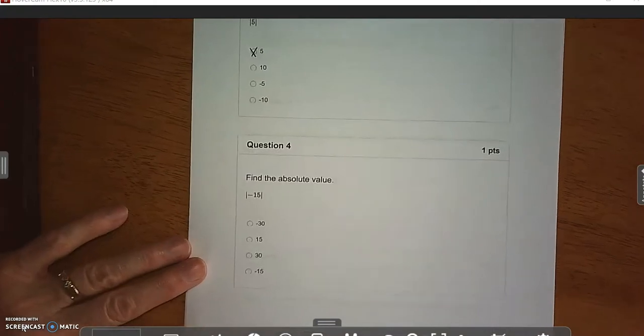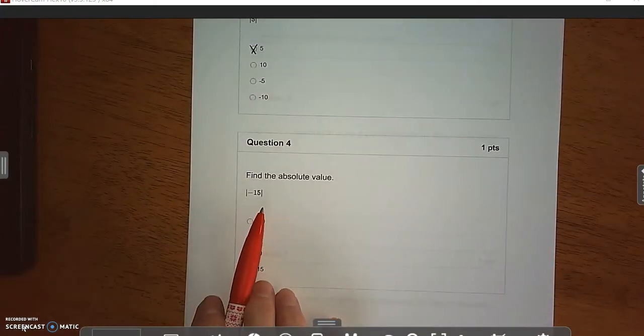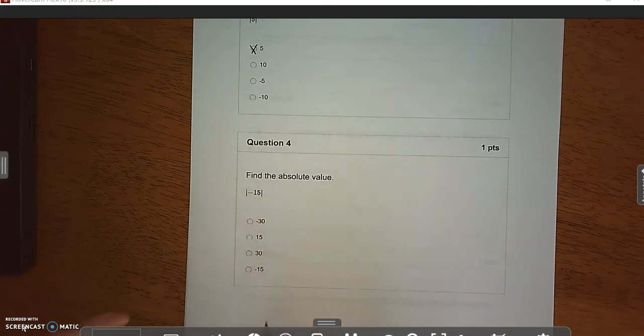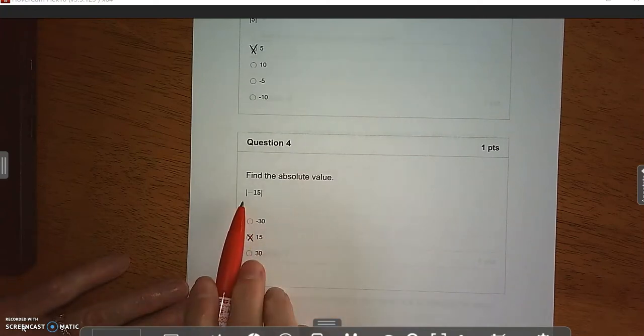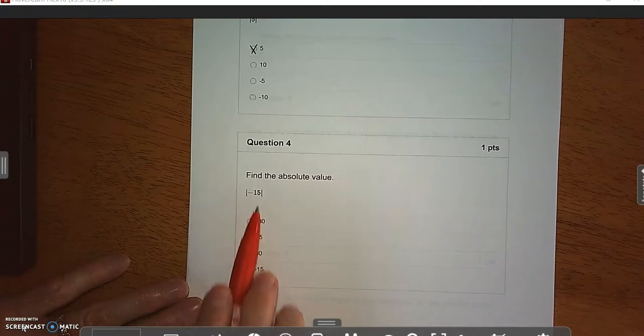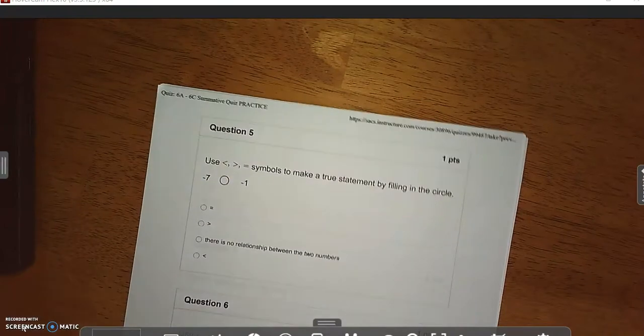So for our next one, the absolute value of negative 15. Negative 15 is 15 units away from 0 on the number line. So the answer for this one is also positive 15. Again, remember, whenever you see these little goalposts, that means absolute value, and absolute value is a positive number. All right, let's go on to number 5 here.